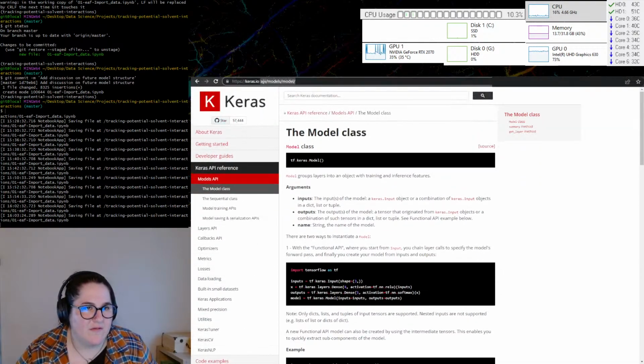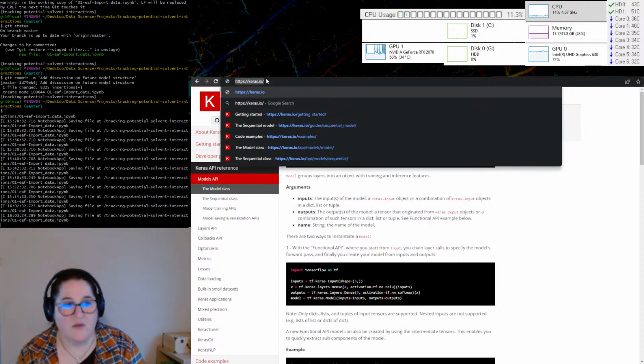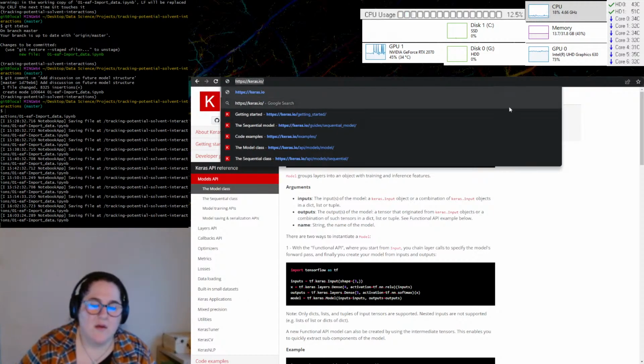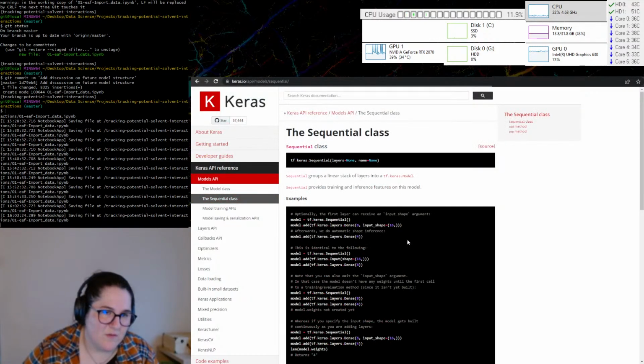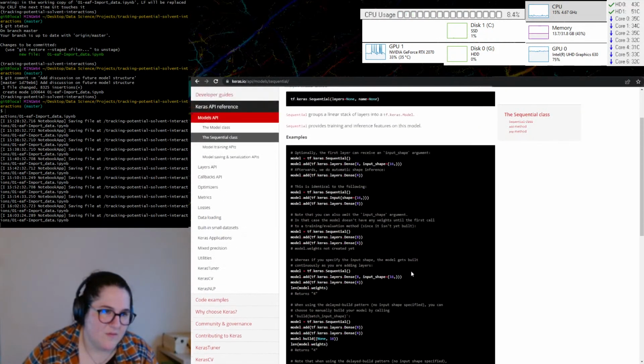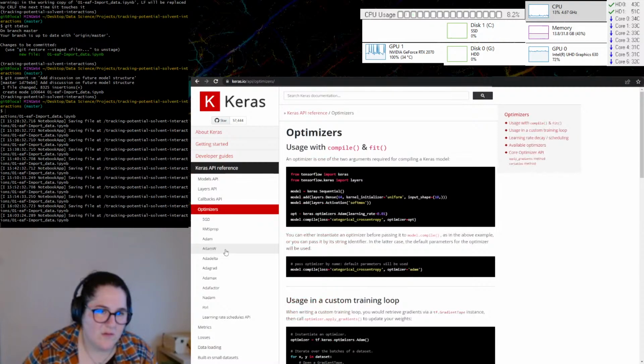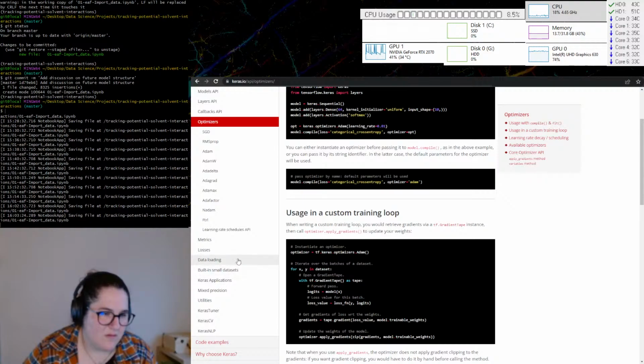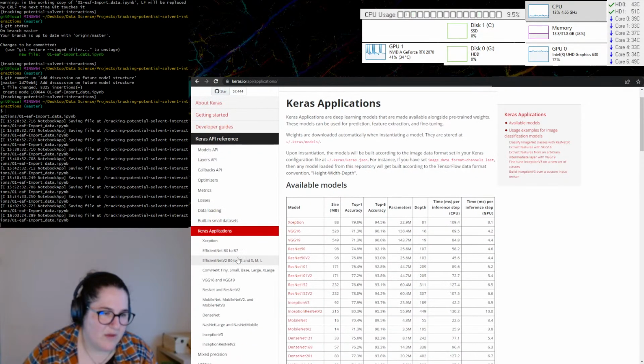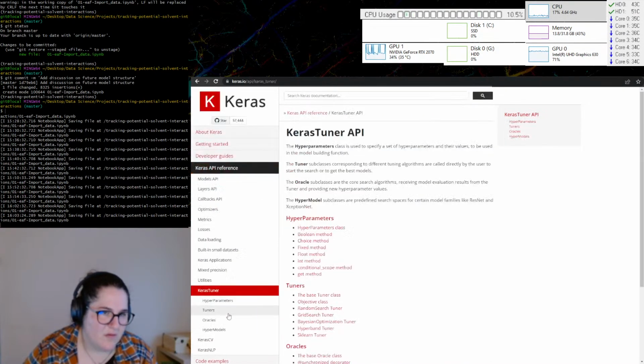Okay, regardless of any of this, the docs to figure out stuff about activation functions and whatnot should be here somewhere. Let's go back to optimizers. Usage with compile and fit. Okay, that's not exactly what we want. Let's go to, not applications. The tuner we talked about, which is pretty cool.